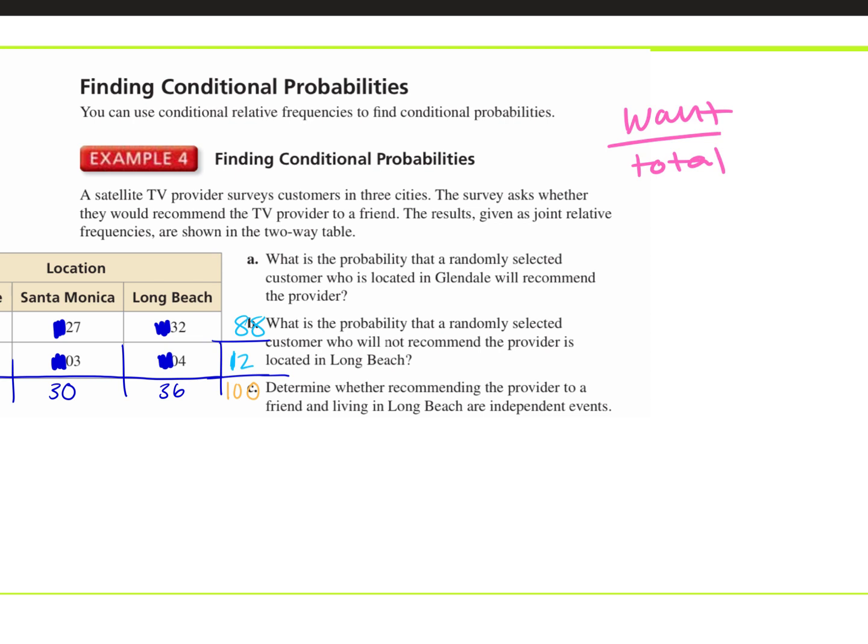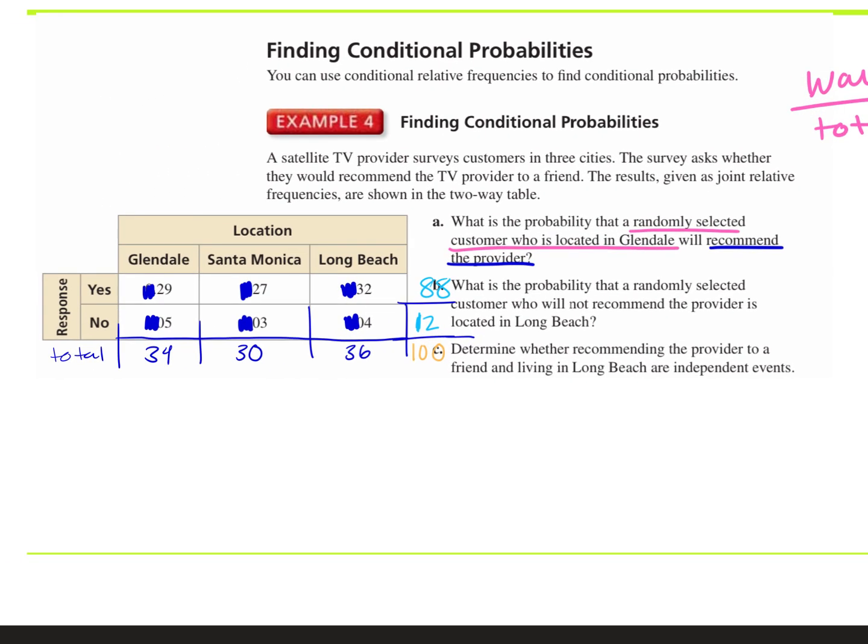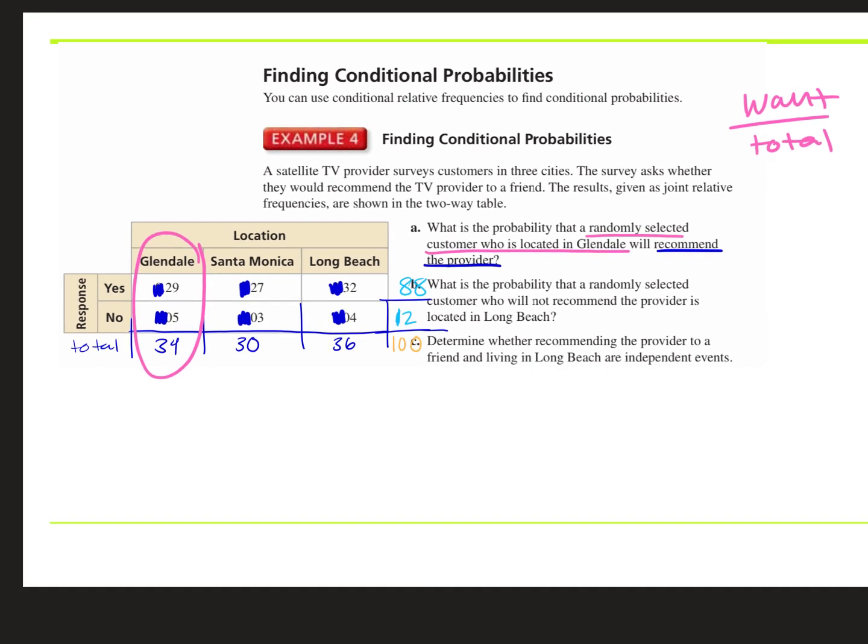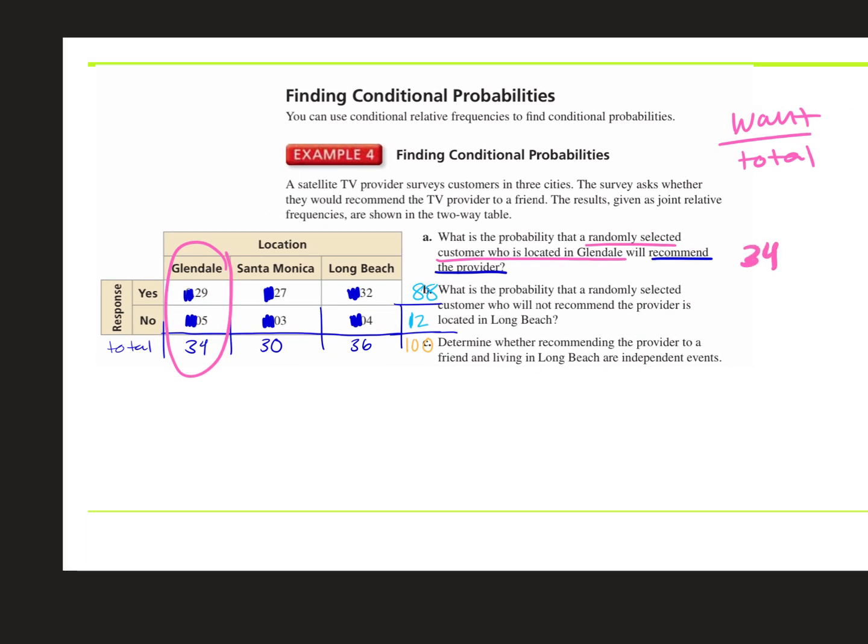So for A, it says, what's the probability that a randomly selected customer who is located in Glendale will recommend the provider? So we're looking for a randomly selected customer who's located in Glendale. And what's the probability that they will recommend the provider? So let's look at the total first. What do you think the total amount of people that we're looking at here is? 34. The total amount of people that were surveyed in Glendale is 34. And out of those 34, how many of them recommend the provider? 29. So our answer is 29 over 34.